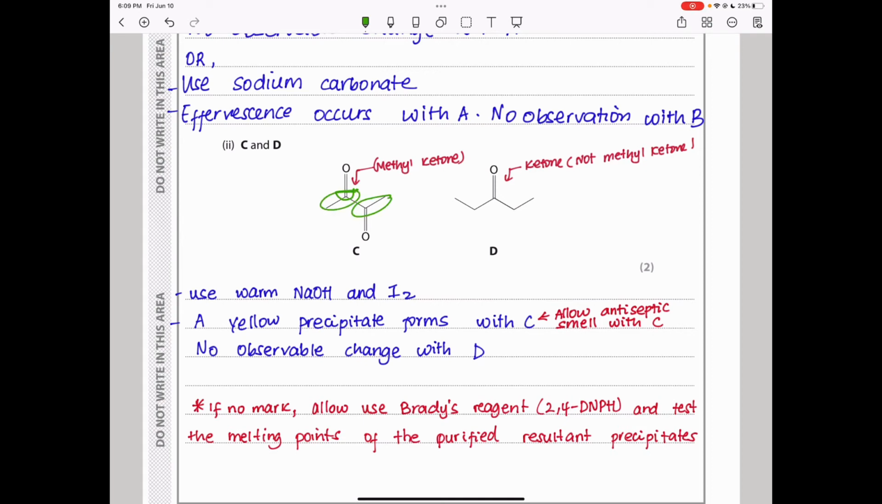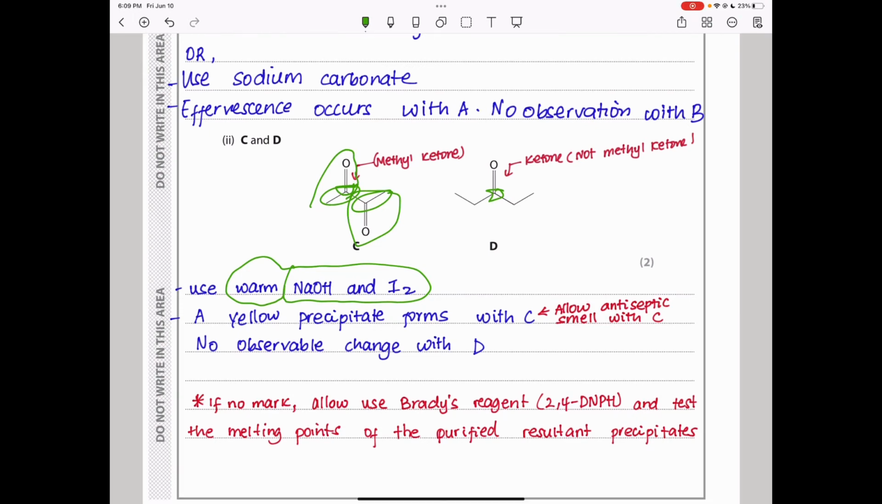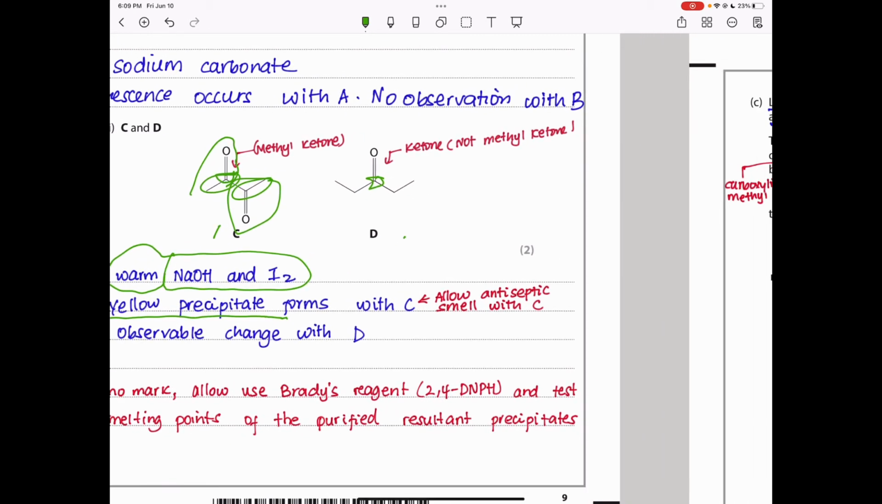This is a methyl ketone, the whole thing like that, and that's methyl ketone. This one here is just a ketone. How can we distinguish the two? Methyl ketones can be confirmed using the iodoform test. You will warm sodium hydroxide with iodine, the iodoform test, and the positive result is a yellow precipitate being formed, while C and D will have no observable change.